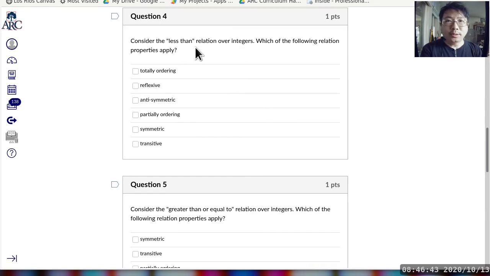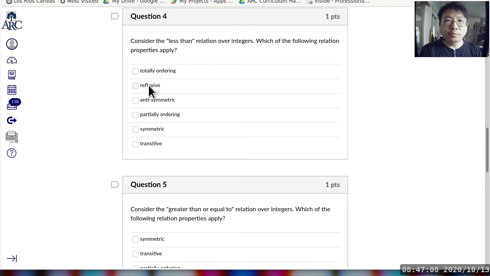All right, moving on to question number 4. Consider the less than relation over integers. Which of the following relation properties apply? So once again, the ordering stuff, we cannot answer right away. We can only answer the other 4 first, and then depending on that answer, we can determine whether it is also partially ordered, and that if it is partially ordered, then we can consider whether it is totally ordered.